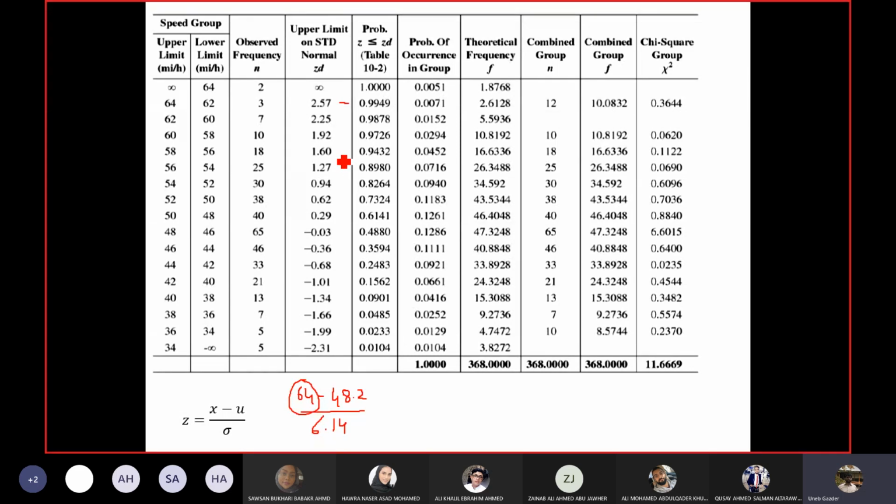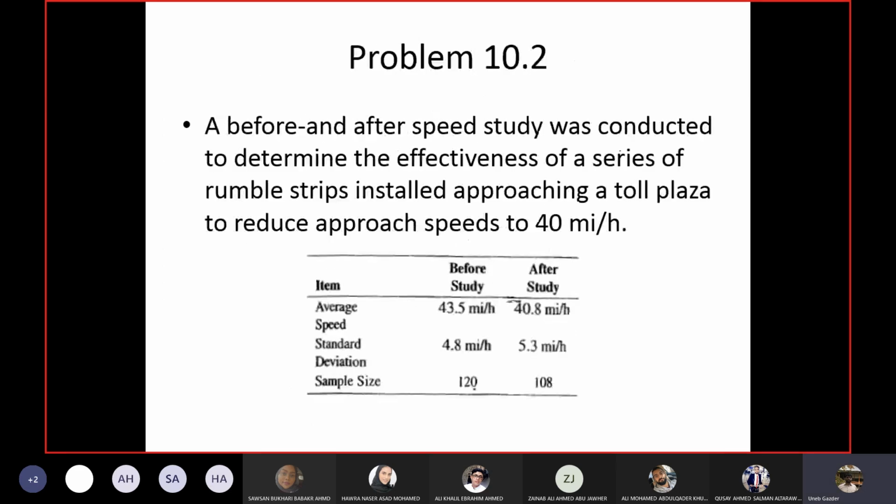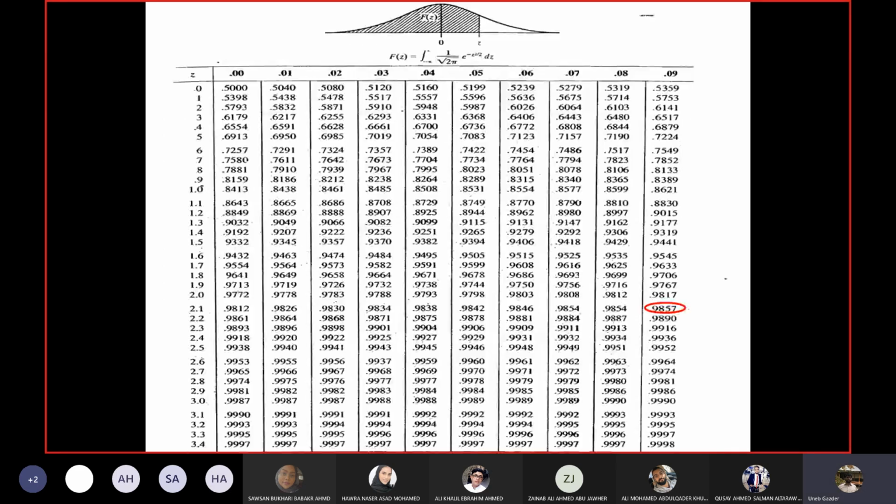So you take the cumulative probability of the z value from the table. For each value which you have just calculated, take the cumulative probability from the z table. Okay. The first value is infinity. You go to the z table. It's not here. What should I do? I explained it to you last time as well.